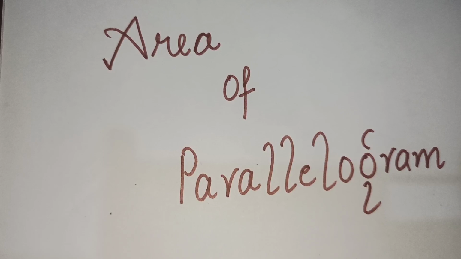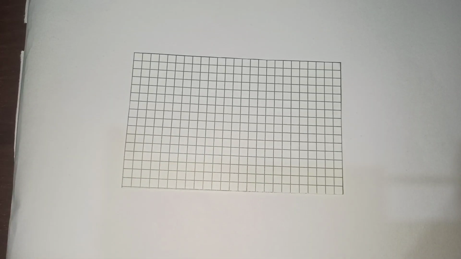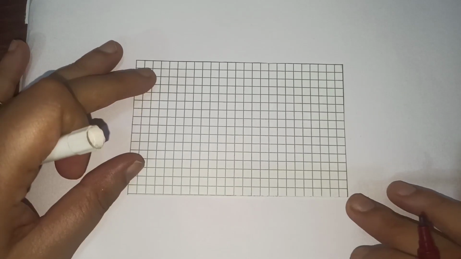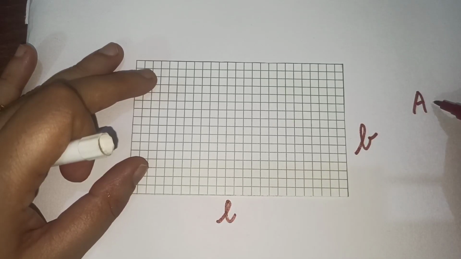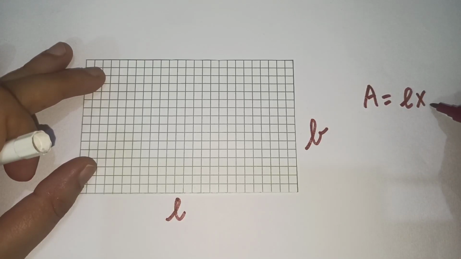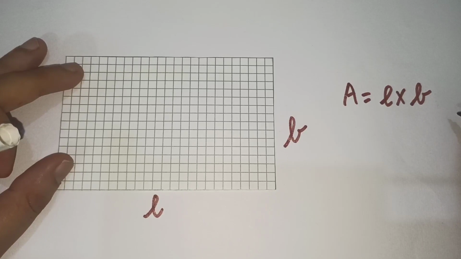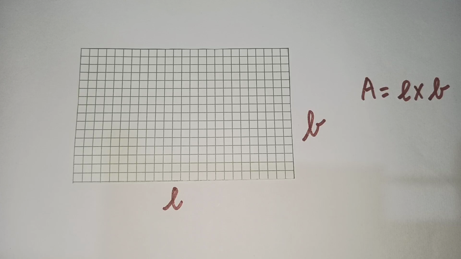So today we are going to figure out the formula for the area of a parallelogram. So let's start. Here I have with me a rectangle. You all know how to find out the area of a rectangle? Yes, it is found by multiplying length and breadth. If this is length and this is breadth, the area of a rectangle is equal to L, that is length, into breadth, that is B.